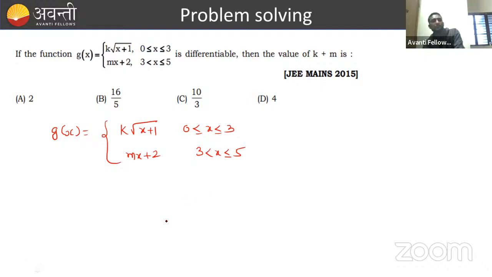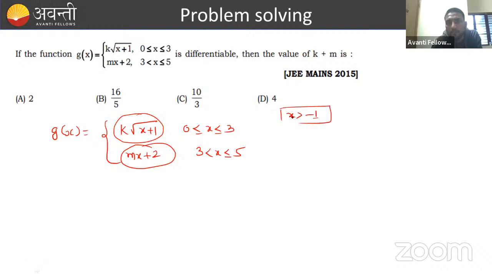We know that this is a linear polynomial. And for root x plus 1, x should be greater than -1, then only it will be defined. So the domain is x greater than -1, and from 0 to 3 it is always defined because it is always greater than -1. So no problem with that. The other piece is also a linear polynomial. So I can say that from 0 to 3 it is differentiable.